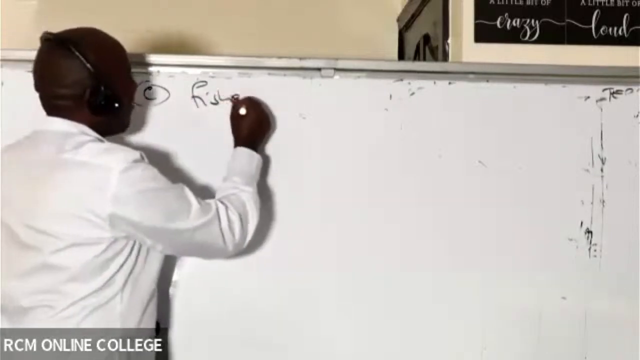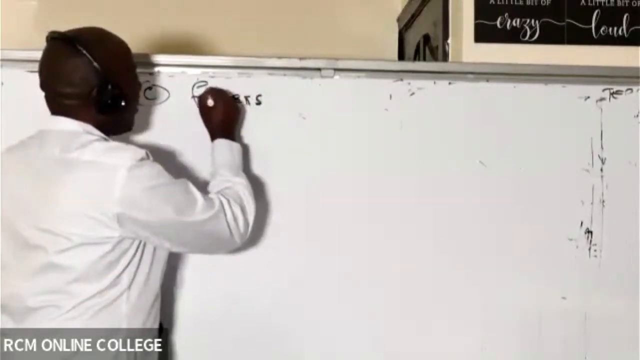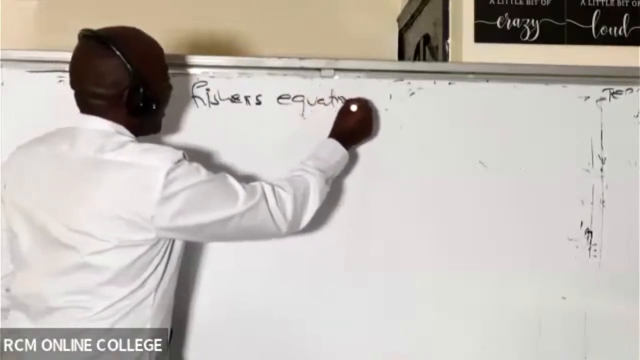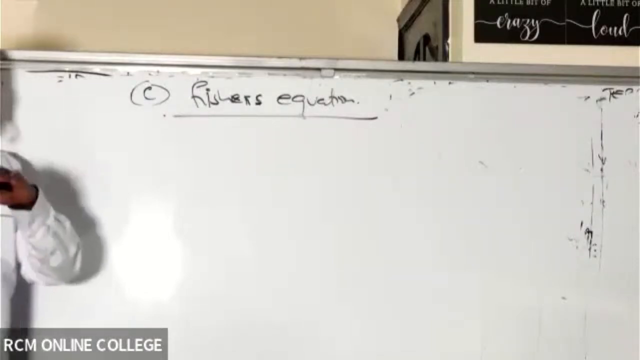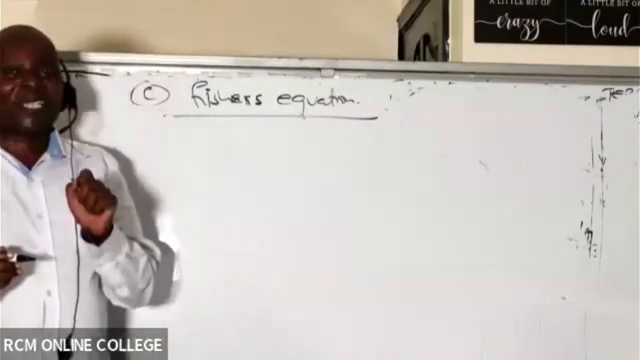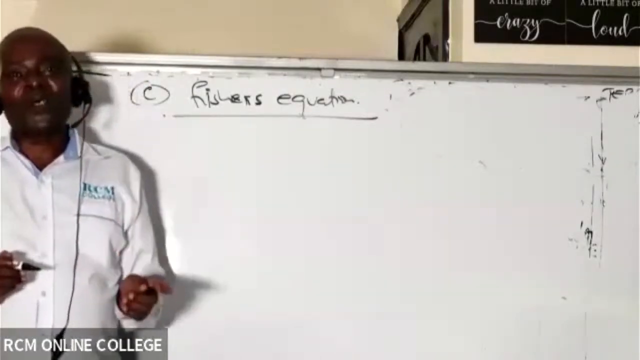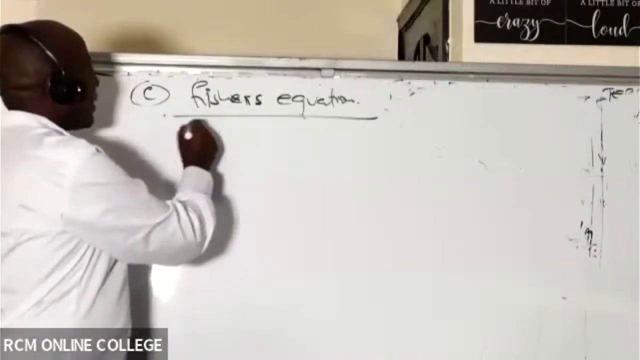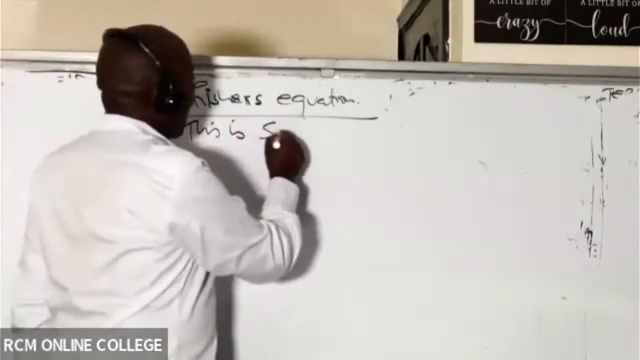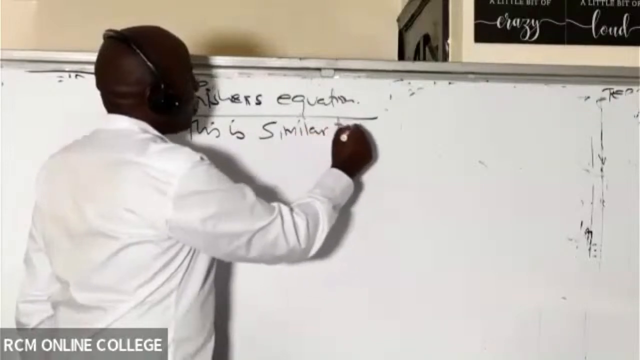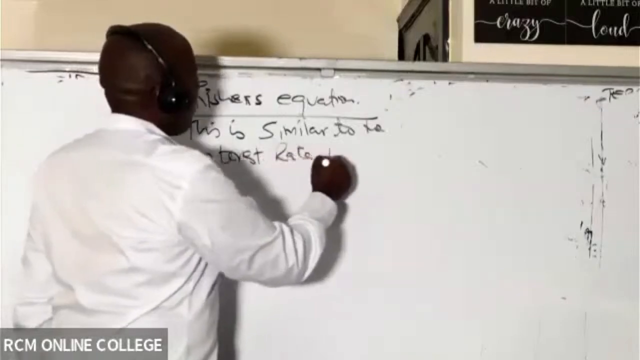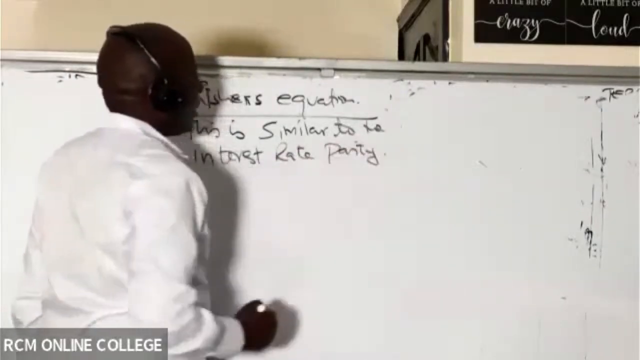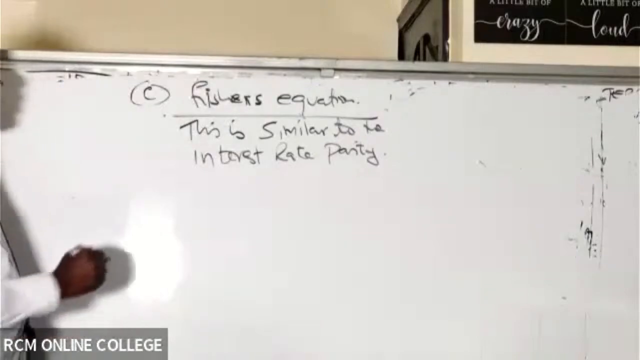Fisher's equation. Don't worry. Let's not talk about that. So now we have Fisher's equation. So tell us there that this is similar to the interest rate parity. It's very similar to the interest rate parity model.